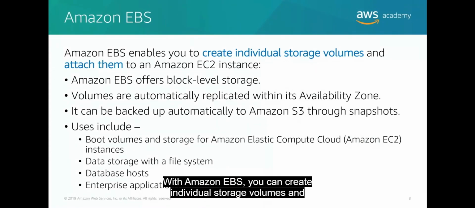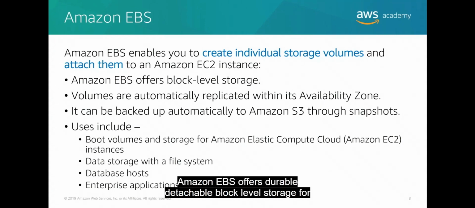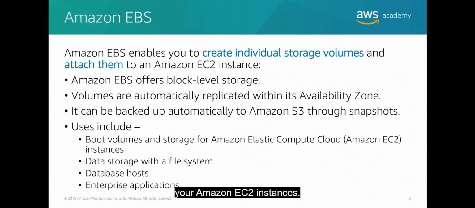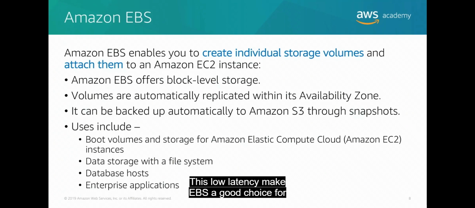With Amazon EBS, you can create individual storage volumes and attach them to an Amazon EC2 instance. Amazon EBS offers durable, detachable, block-level storage for your Amazon EC2 instances. Because they are directly attached to the instances, they can provide low latency between where the data is stored and where it might be used on the instance. This low latency makes EBS a good choice for running a database on an Amazon EC2 instance.